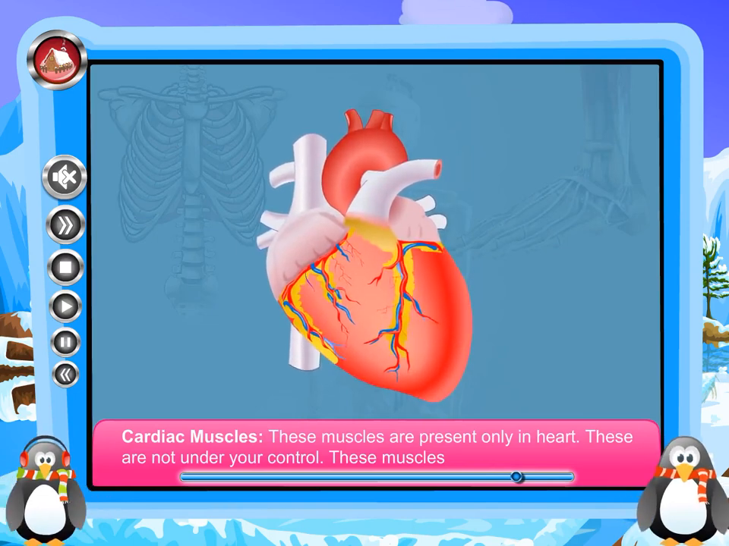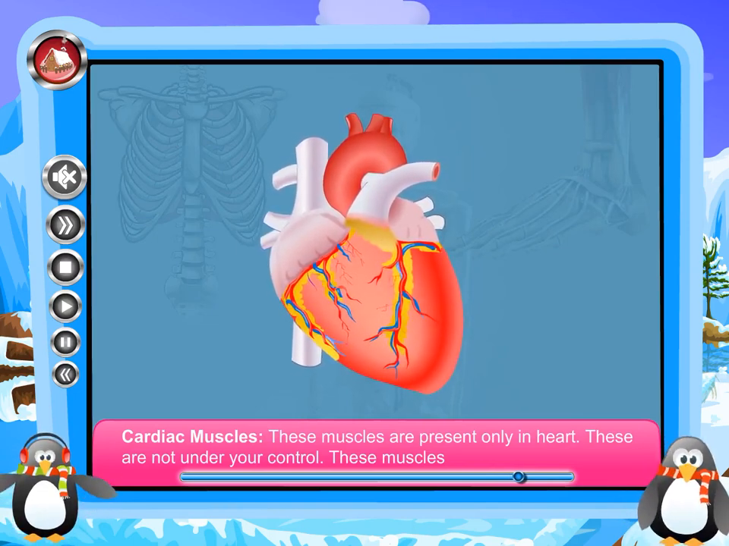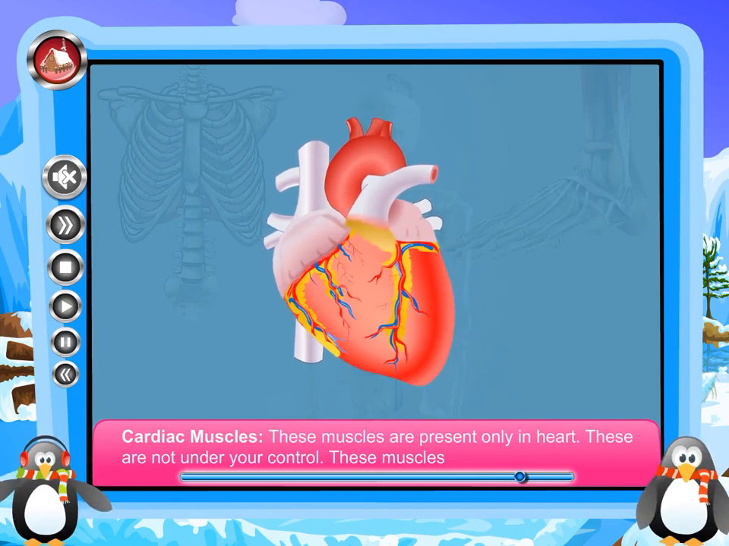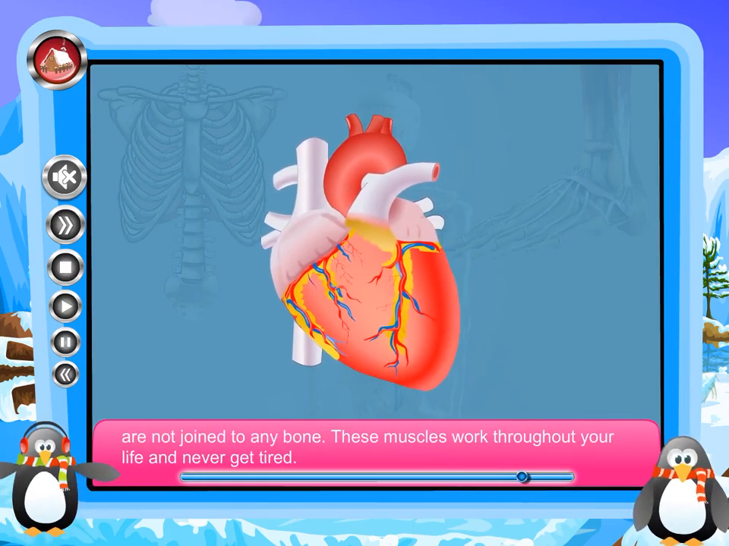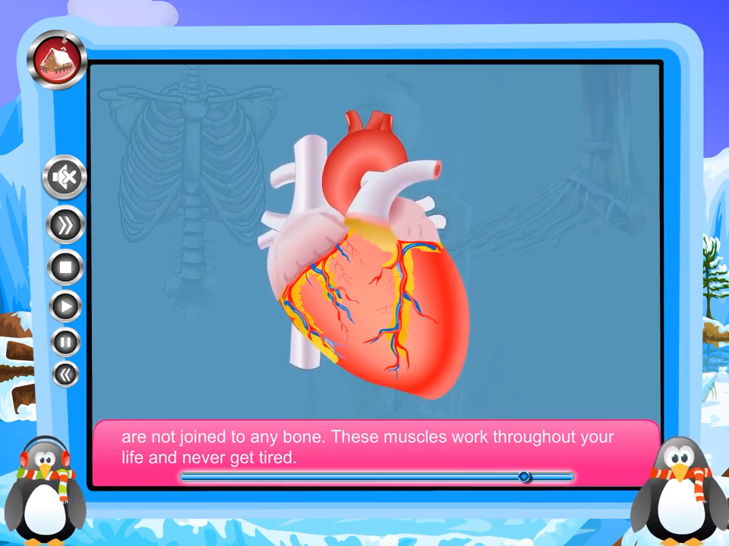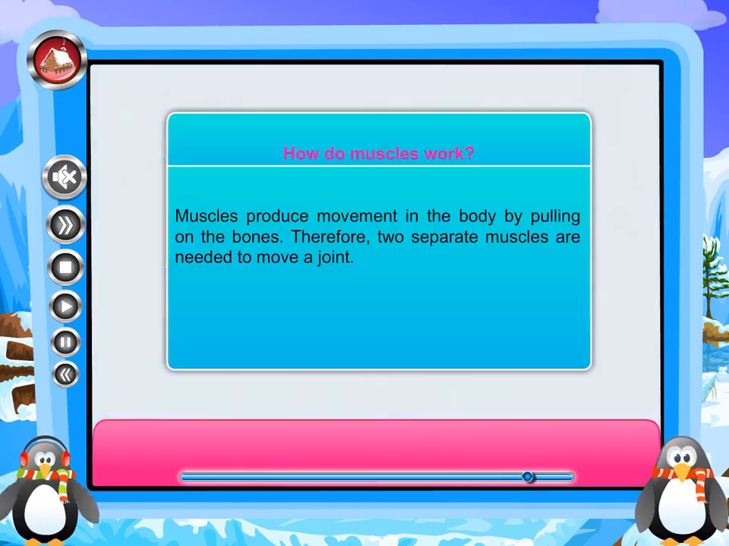Cardiac muscles. These muscles are present only in the heart. These are not under your control. These muscles are not joined to any bone. These muscles work throughout your life and never get tired.